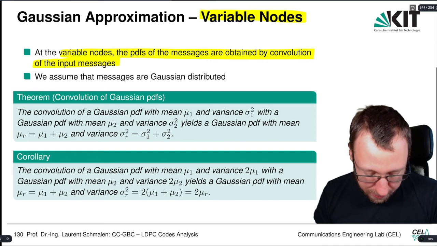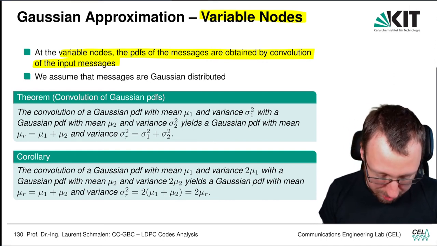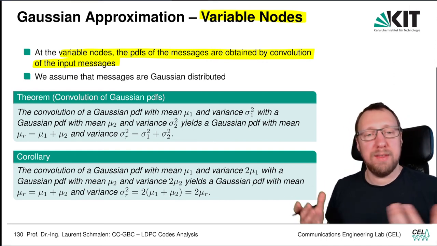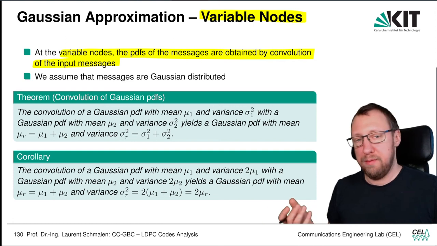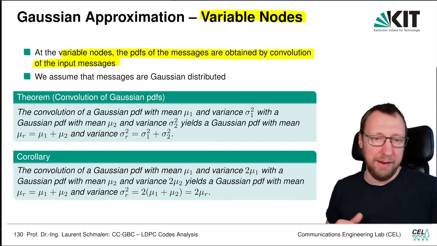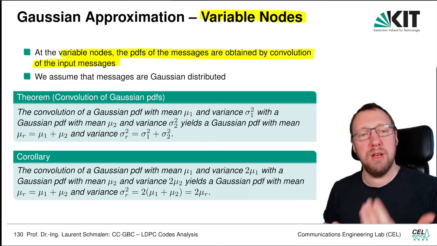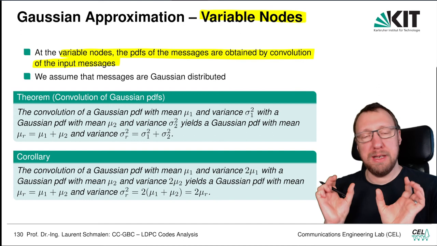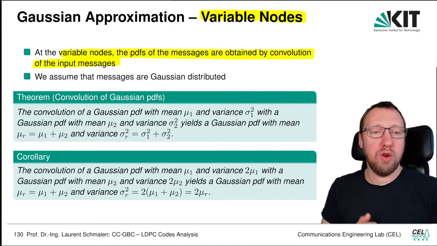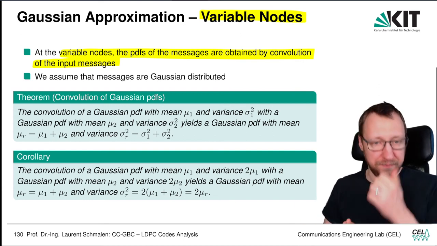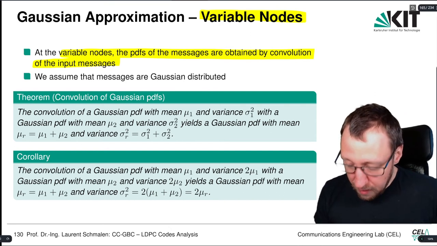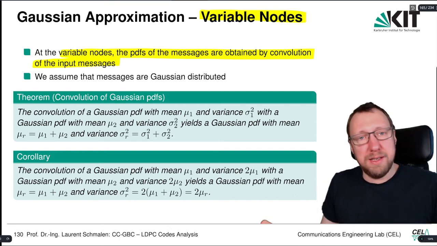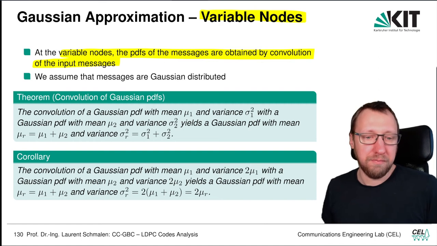Of course, I should say we assume that the random variables are independent, because otherwise we cannot just use the convolution. So we assume that there's independence, then we can convolve the PDFs. But we assume independence of the messages anyhow.